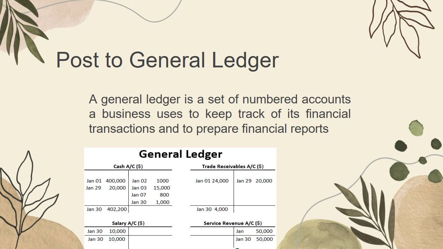Next is posting to the general ledger. A general ledger is a set of numbered accounts a business uses to keep track of its financial transactions and to prepare financial reports. So once a transaction is recorded as a journal entry, it should be posted to an account in the general ledger. So all the transactions should be posted on a ledger account.